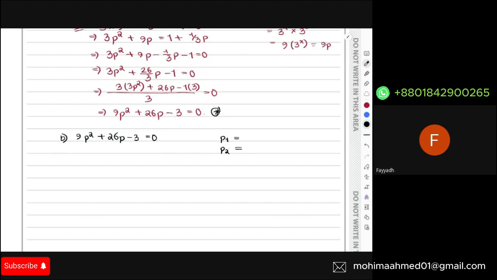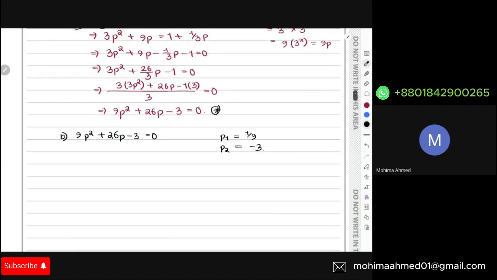1 by 9 and minus 3. Okay. In that case, 1 by 9 and minus 3 means I have to multiply 1 by 9 with 9. That gives you minus 1 by 9. So it gives you minus 1. And then again 9 with 3, that gives you 26, right? So 27, sorry. So I just have to split 9p square plus 27p minus p minus 3, equals 0.